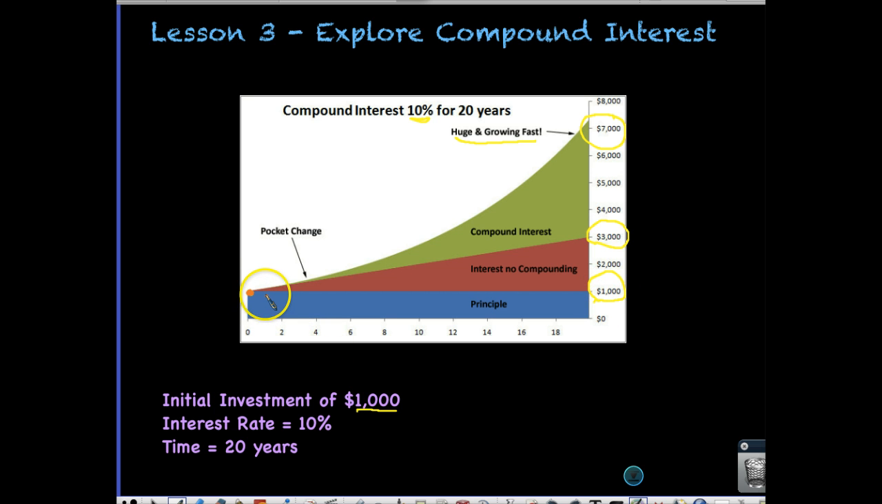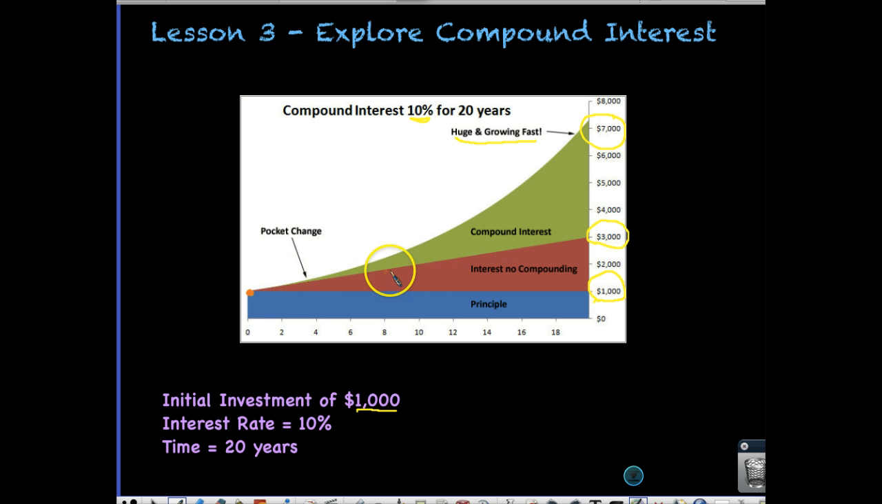However, the problem is that over time, there's a cost of living, and that continues to increase. So at the end of 20 years, you may still have $1,000, but it wouldn't be able to buy as much. So we want to make sure to take our money and put it in some sort of savings account. This red line represents a savings account that earns simple interest.